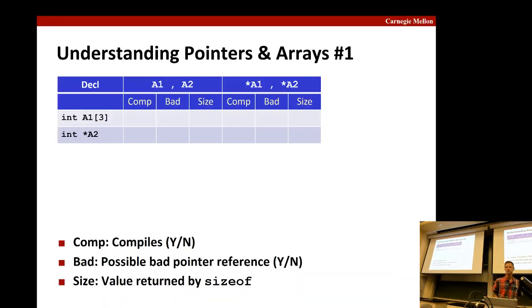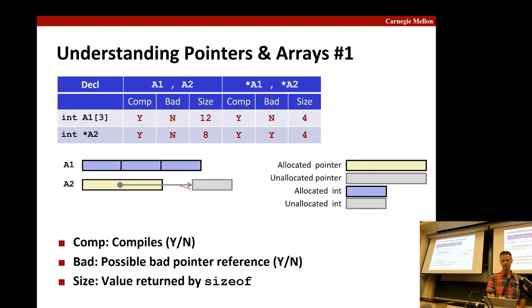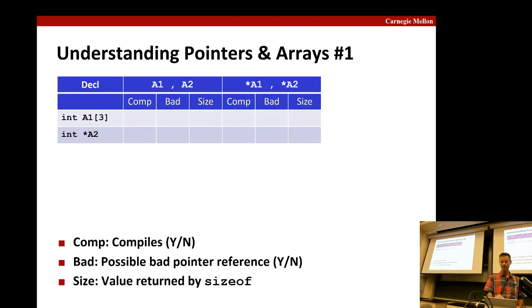Okay. Because people get tripped up so much about arrays and pointers and how they work, we're going to use this class to drill a little more on your understanding of these two things. Here we have two example declarations, this one and this one. For each of these two examples, we want to know: will the code compile? Is it possibly a bad pointer reference? And what is the value returned by sizeof?